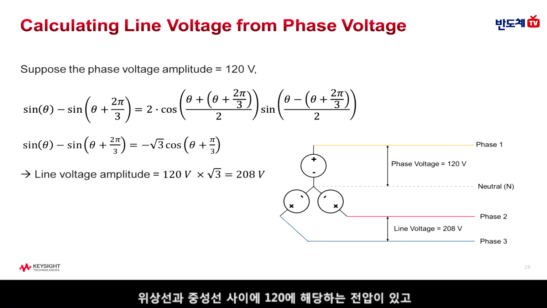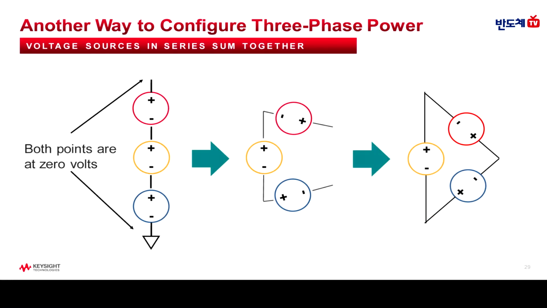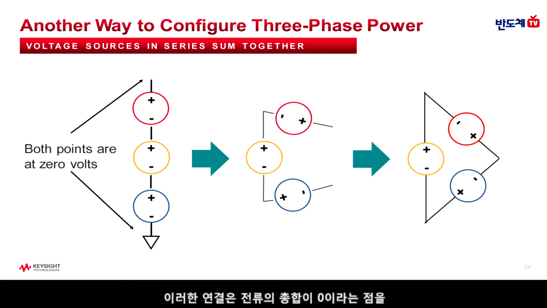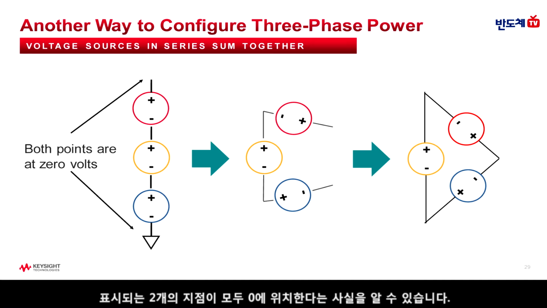Obviously, there's the voltage between any phase and neutral line, which is 120, and of course, between any two phases, you've got 208 volts. We talked a lot about the wye-star connection, and the reality is that connection is taking advantage of the fact that the currents sum to 0. But remember that the voltages on a 3-phase system also sum to 0. So again, if you just stack these up as shown here, you notice that the two points shown are actually both at 0.